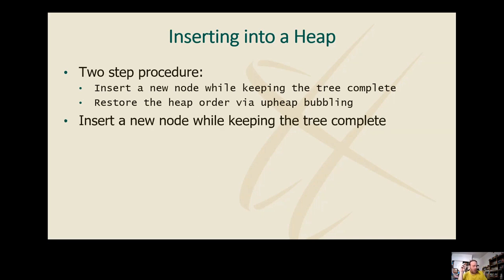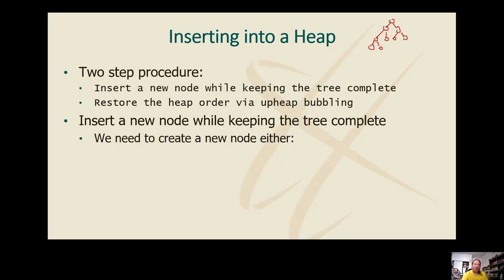Insert a new node while keeping the tree complete. How do we do this? Well, I was doing this when I was just drawing my trees this whole time, right? I'm inserting new nodes constantly while making sure that the tree stays complete. How am I doing this? Well, we either need to go to the next available spot, the leftmost empty spot at the lowest level.